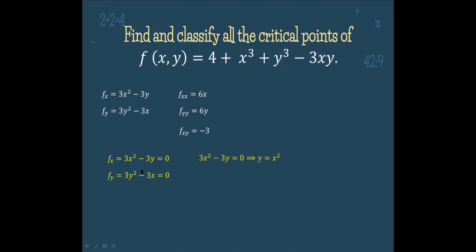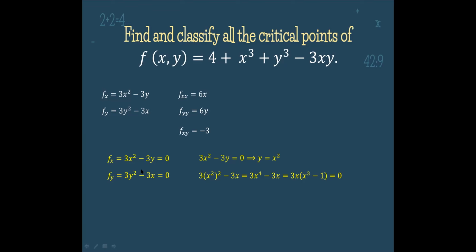Plugging this into our second equation, we substituted our y by x squared. So we come up with 3x to the fourth power minus 3x, and this can be factored as 3x times the quantity x cubed minus 1 is equal to 0. So from this, we can see that we must have x is equal to 0 or x is equal to 1.